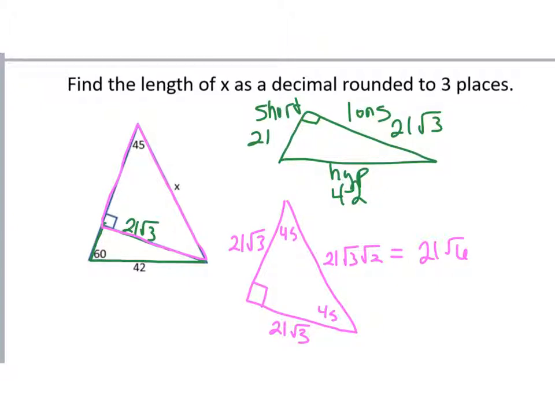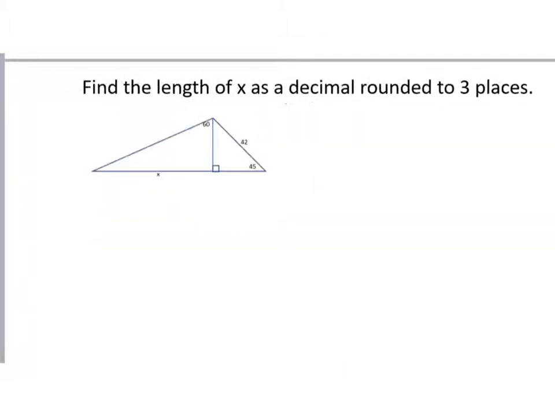Now it does say to round to 3 places, so I'm just going to type that in my calculator. I'm going to do 21 square roots of 6, and I hit enter and see that I get 51.439. So we didn't have to do our trig. Okay, so let's try one more of those so you can see how you can do it with trig, but if you know your patterns, it will go a little bit faster.